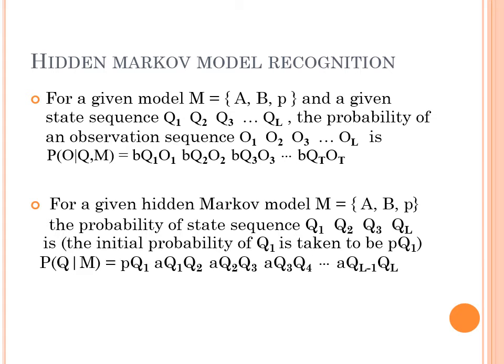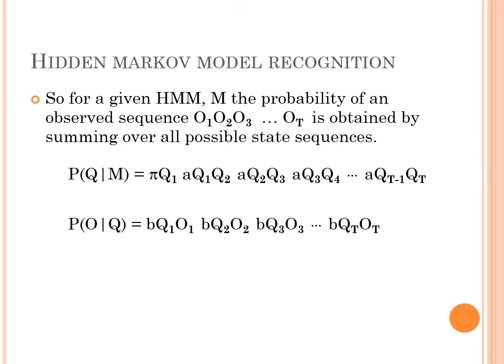And for a given hidden Markov model, for example M equal to A, B, and pi, there is also a set of state transitions given by Q1 to QL, and the initial probability of Q1 is taken as the probability of Q1. Now the probability P of Q given M is equal to P of Q1 times A of Q1 Q2, times A of Q2 Q3, and like that we can define it.